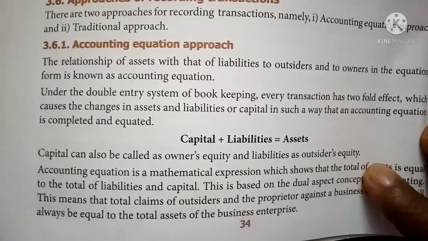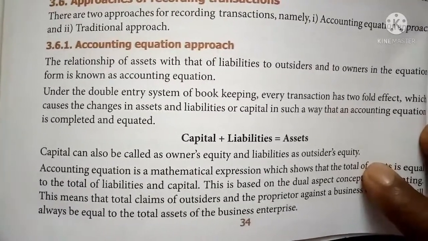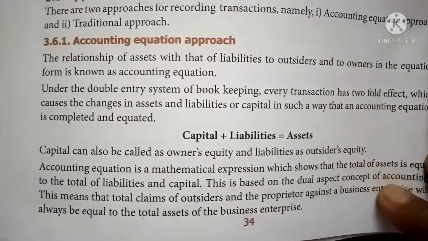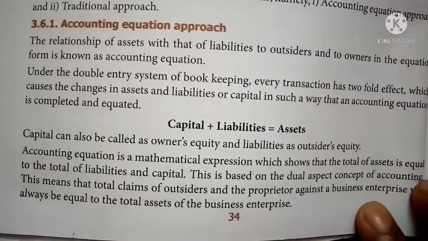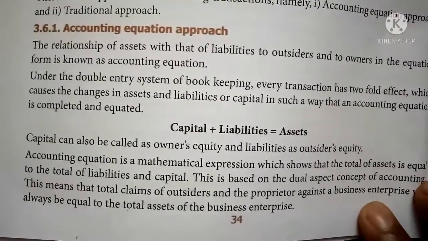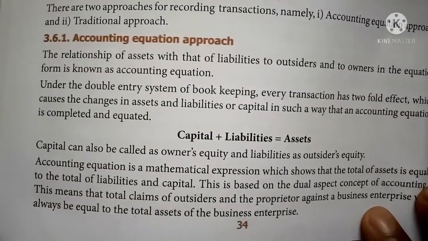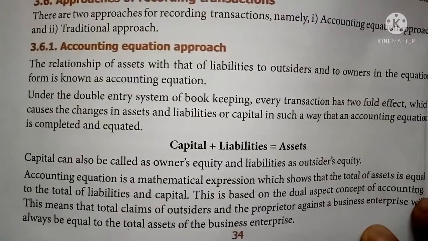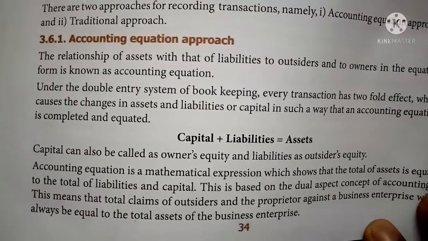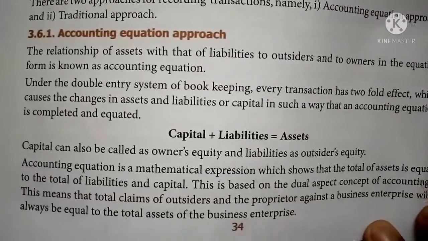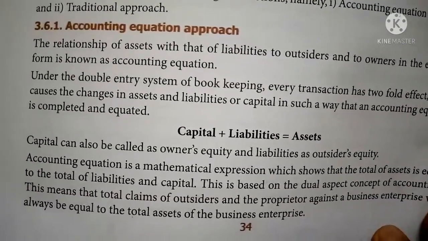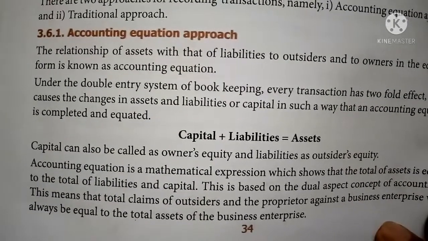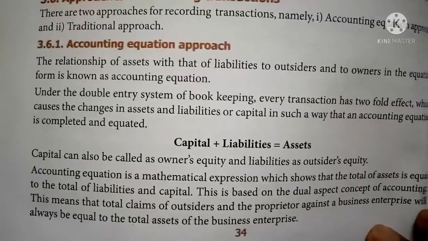Capital can also be called owner's equity and liabilities outsiders' equity. The accounting equation is a mathematical expression which shows that the total of assets is equal to the total of liabilities and capital. It is based on the dual aspect concept of accounting. That means the total claims of outsiders and the proprietor against a business enterprise will always be equal to the total assets of the business enterprise. Only then do we consider that the business is running in the right way.